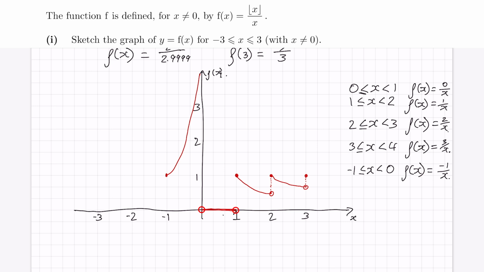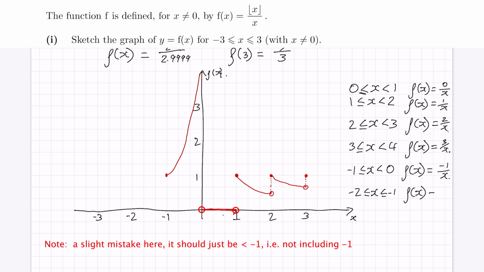Okay, so next one is -2 less than or equal to x less than or equal to -1. Then f of x equals -2 all over x. So again, it goes from x equals -2, it is here, and then as we get close to -1, this goes to 2. So it's going to end here. It's going to look like that. Okay, discontinuity there.